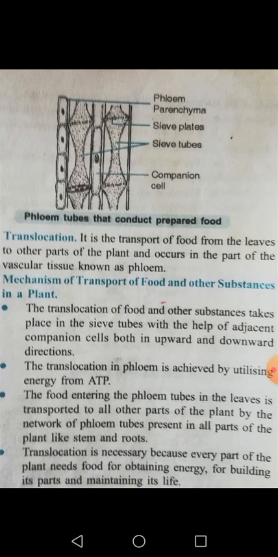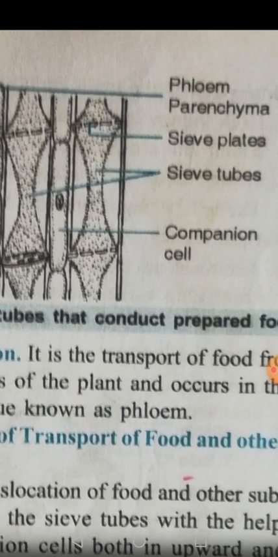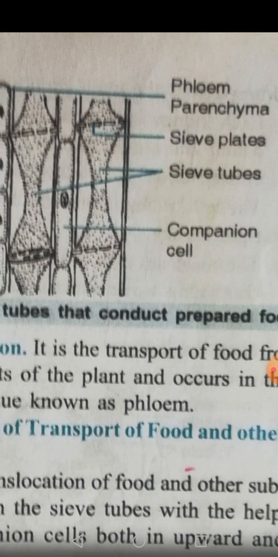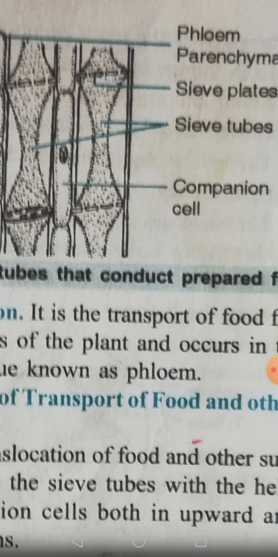Now, along with it, we know that the companion cells are there. If you observe this figure, you can easily see where the sieve plate is and where the companion cell is. The sieve tubes have perforations, which are sieve plates, and with the help of the sieve plates the food material passes from one tube to another tube. One more thing you can observe here is the companion cell, where a large-sized nucleus is also present. Actually, these are called companion cells.